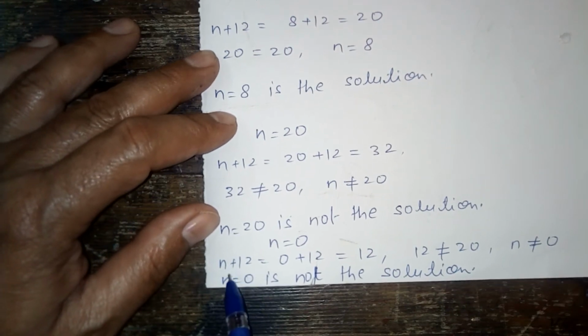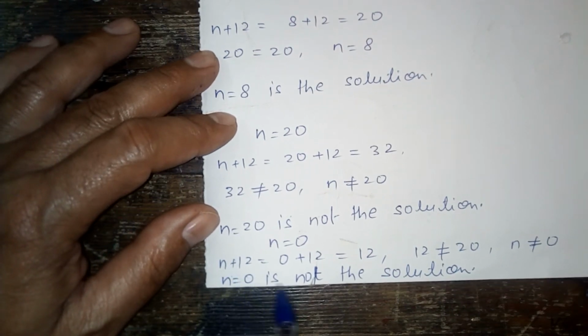So n is equal to 0 is not the solution. n is equal to 0 is not the solution of the given equation.